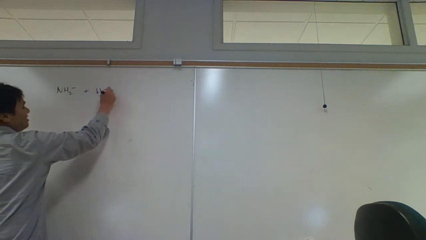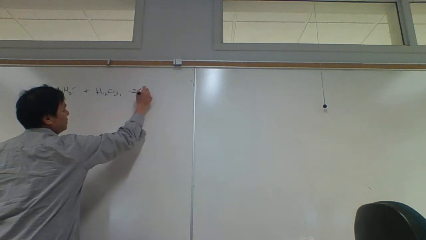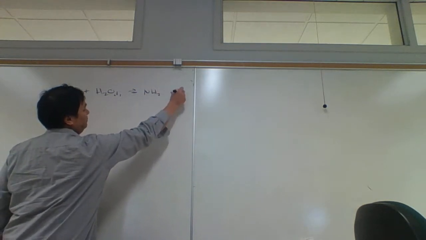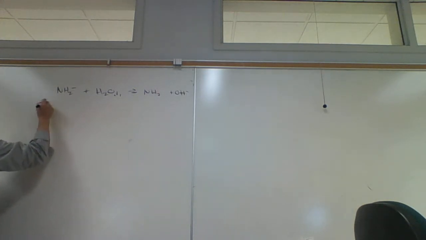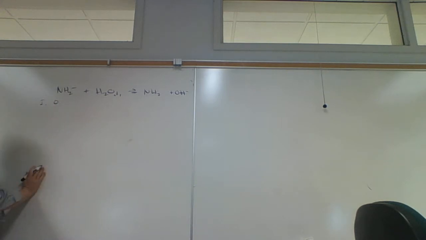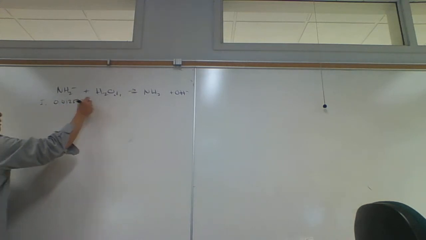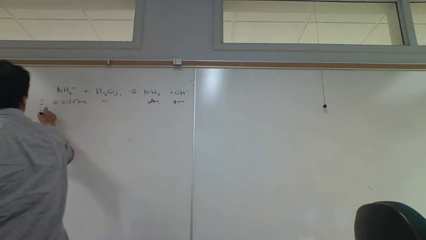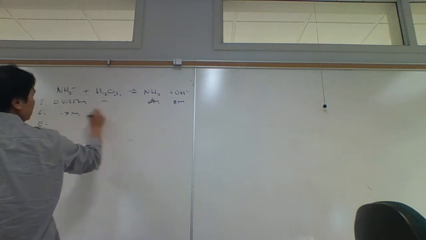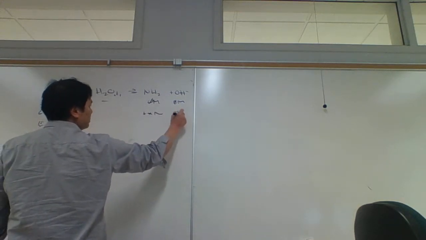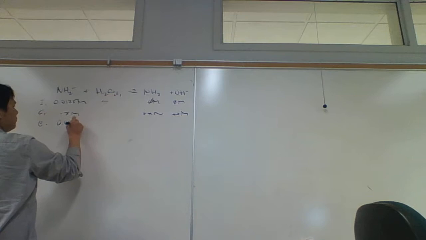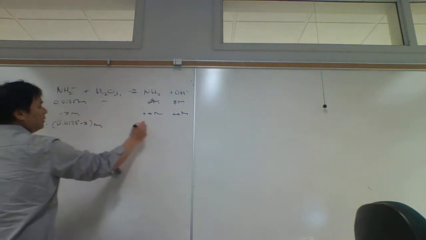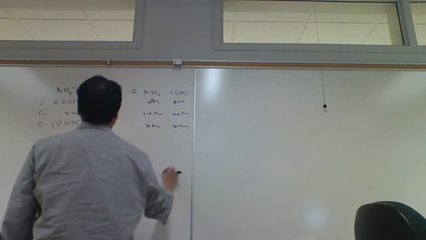But we have the amide hydrolyzing in water. This is going to form ammonia and hydroxide here. What was the original initial concentration? 0.0125? Was that it? Yeah. Okay. And if we do the normal setup here, it looks pretty easy actually. Minus X molar, plus X molar, plus X molar. And so 0.0125 minus X molar, X molar, and X molar.